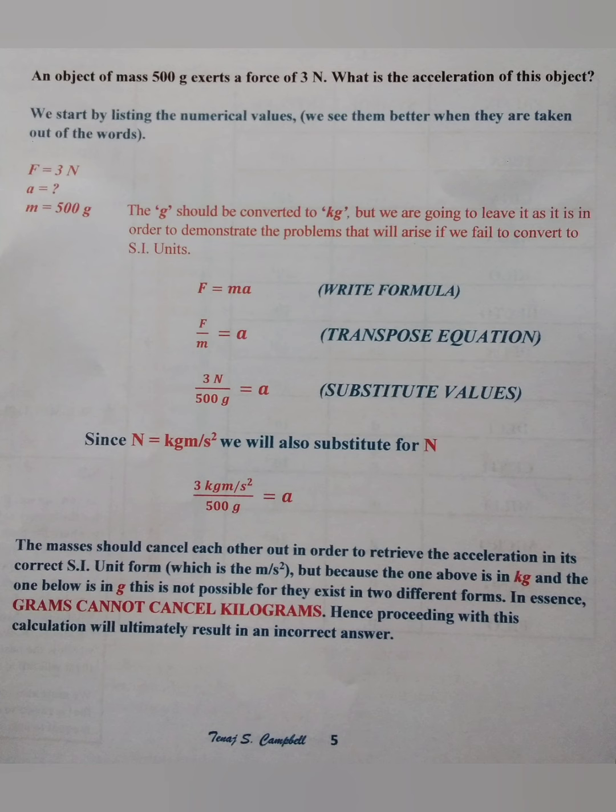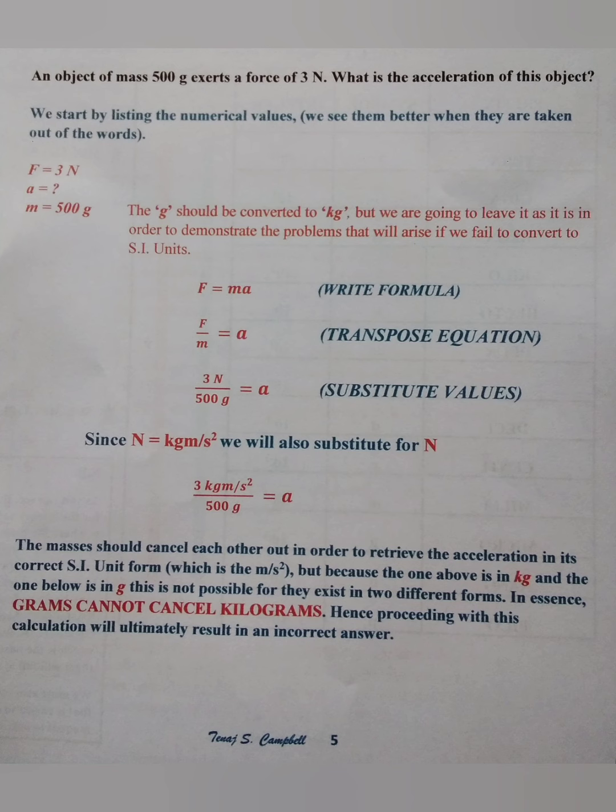An object of mass 500 grams exerts a force of 3 newtons. What is the acceleration of this object? We start by listing the numerical values. We see them better when they are taken out of the words. So, in essence, F is equal to 3 newtons, a is the unknown, and m is equal to 500 grams. The g should be converted to kilograms, but we are going to leave it as it is in order to demonstrate the problems that will arise if we fail to convert to SI units.